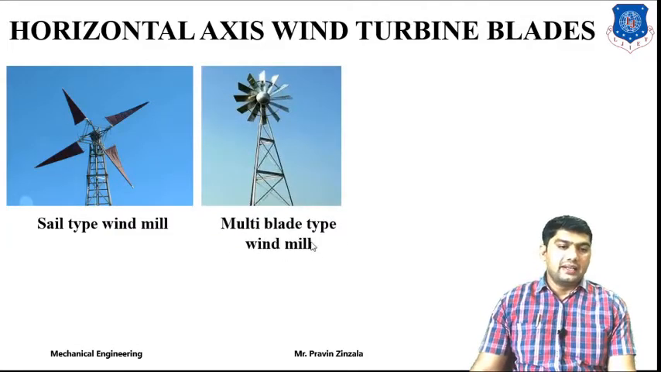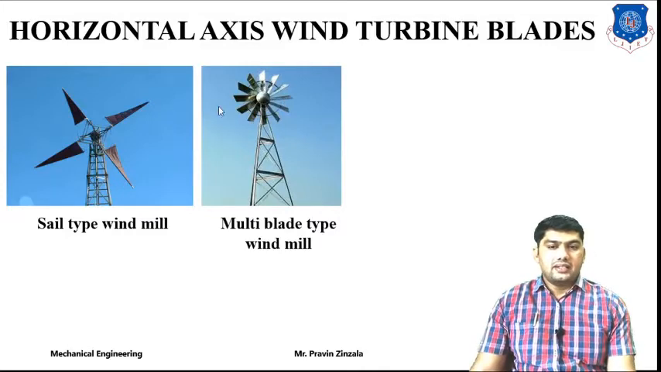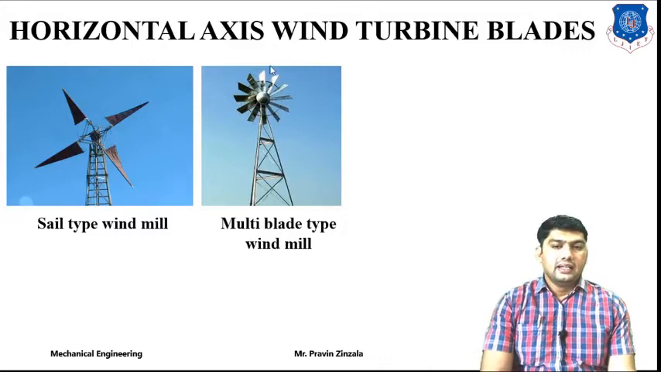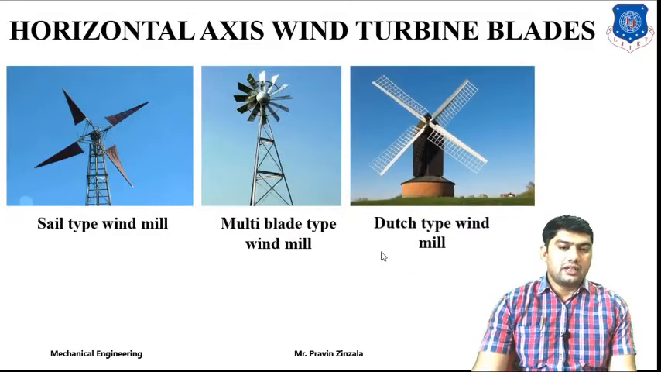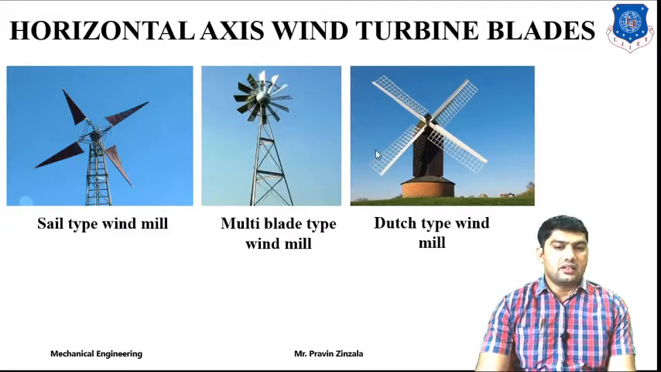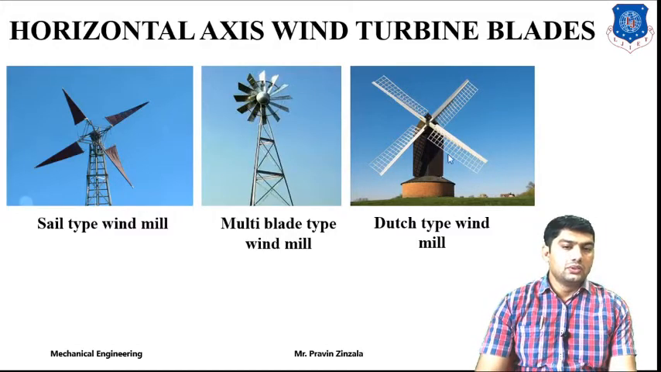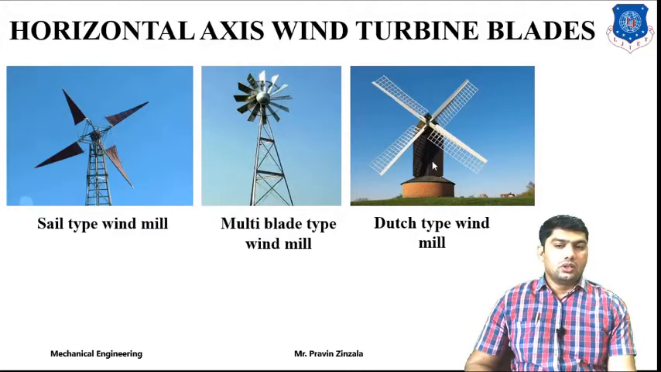Next is the multi-blade type windmill. Generally 8 to 12 blades are installed in almost the same shape. It's called a multi-blade type windmill. Next is the Dutch type windmill. It was also used in the past. It has a metal structure, with 3 to 4 blades placed, and we can also place cotton or different material. It was also used in the past.